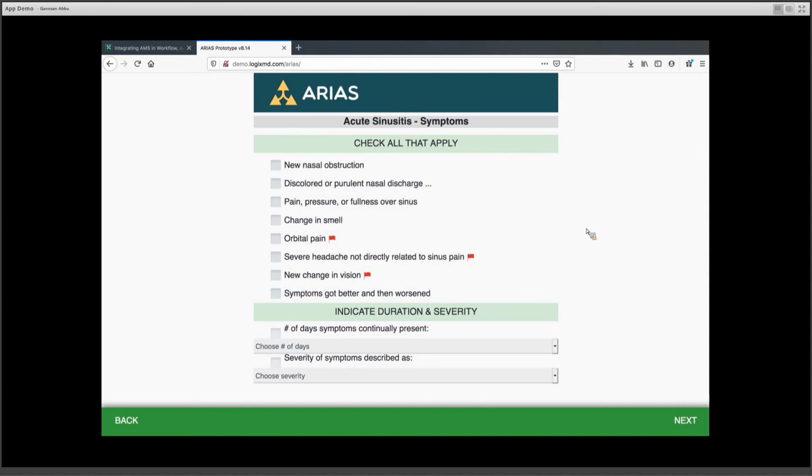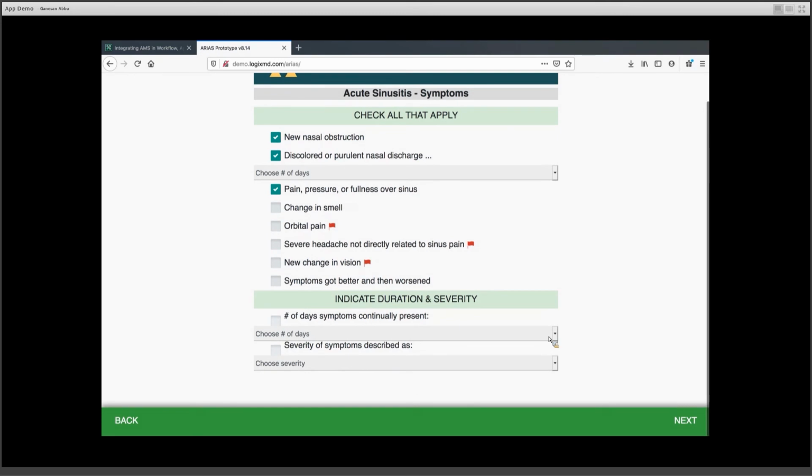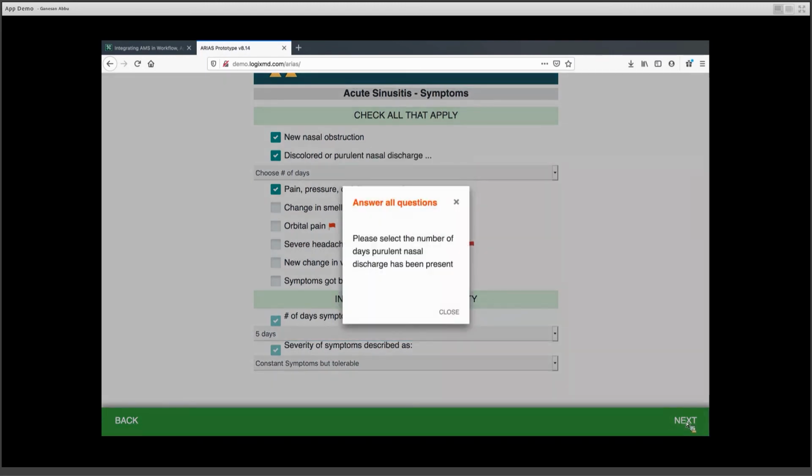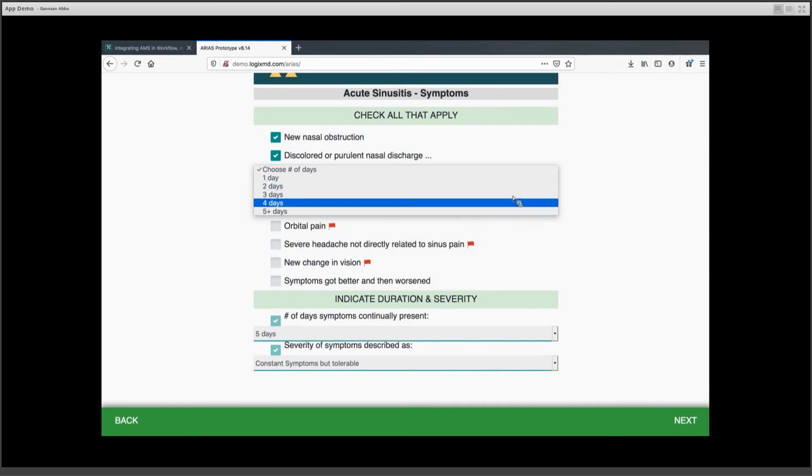Again, 5-day history of pain in his sinuses, so we'll check that off. He has a greenish nasal discharge and a blocked nasal passage. His symptoms were continually present for 5 days, and the severity is constant. So you can see the app is saying you need to answer all the questions. You need to say how many days there was purulent nasal discharge. And I had forgotten to do that. Let's say 3 days.